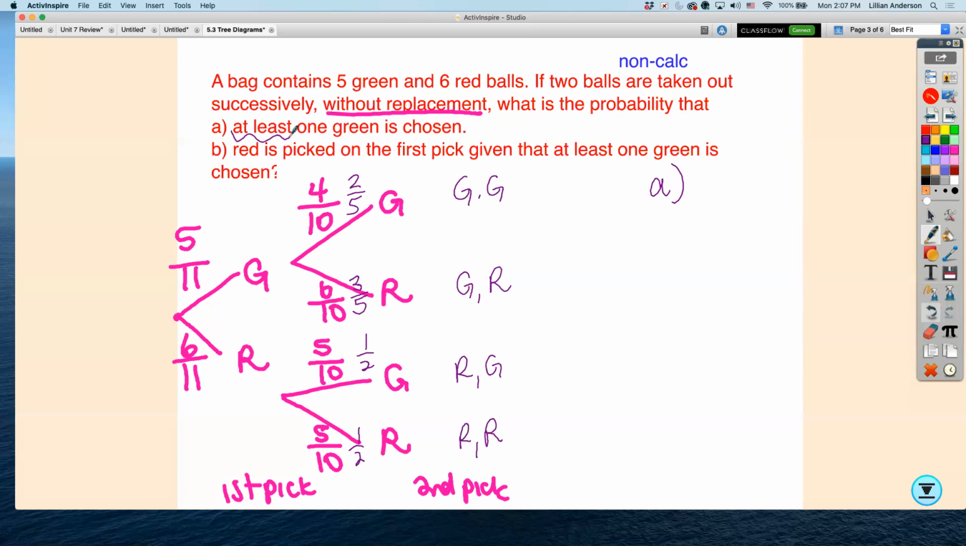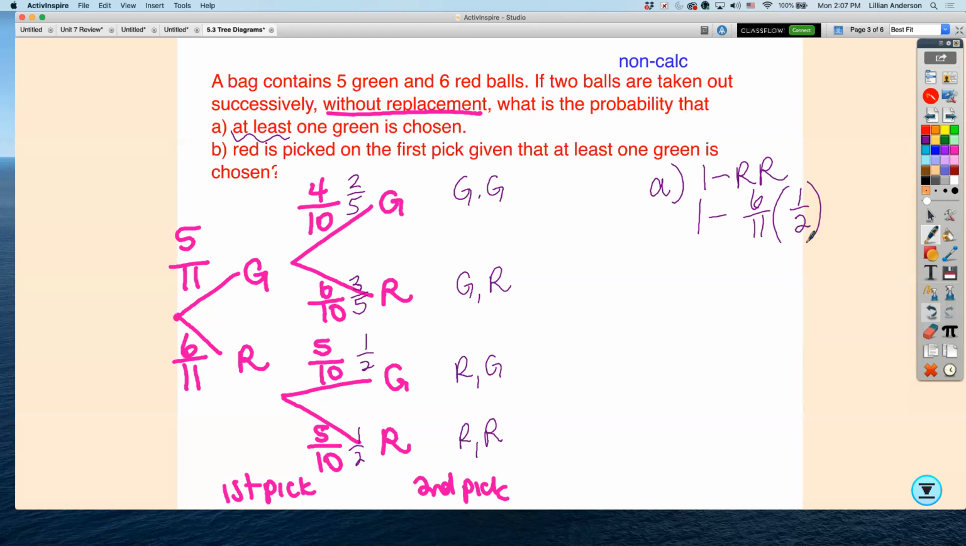Or you could do the complement of not a single green, so the RR. Or I can do the complement of RR. And to be honest, it's a little easier. So to do RR, that's going to be 6/11 times 1/2.